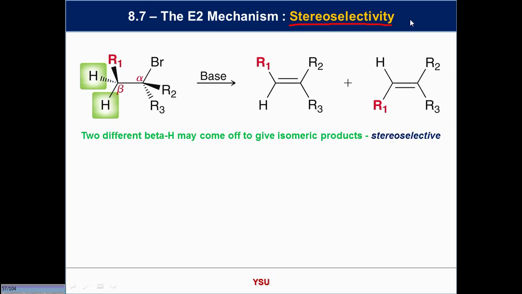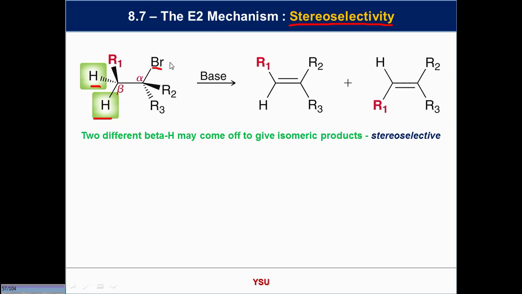What has changed here? You have a system in which you have two beta hydrogens on the same carbon. So either this one can come off, or this one can come off. And both of them potentially can be anti-coplanar with that bromine. So depending upon which orientation eliminates, you're going to end up with two products.